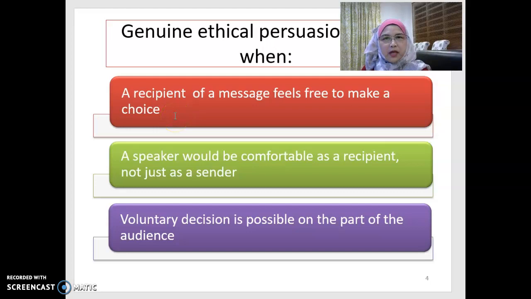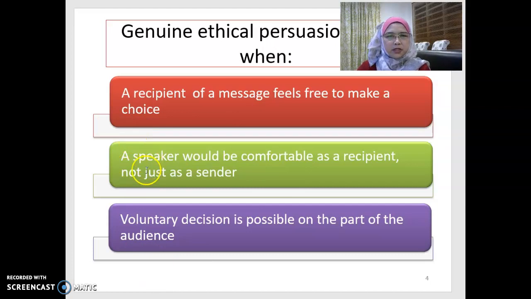To persuade people, you need to actually do it in an ethical way. And what it means by persuading people in an ethical way is to make them feel that they are under no obligation to be influenced by you. It means that they can make their own choice at the end of the day. You are not going to force them into thinking the way you want them to think.